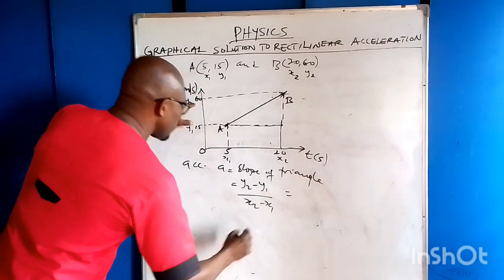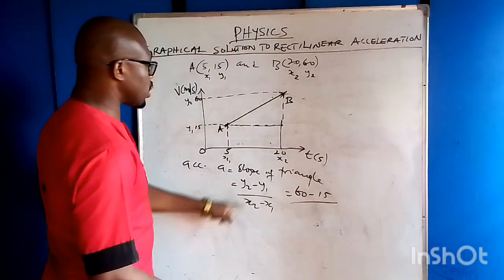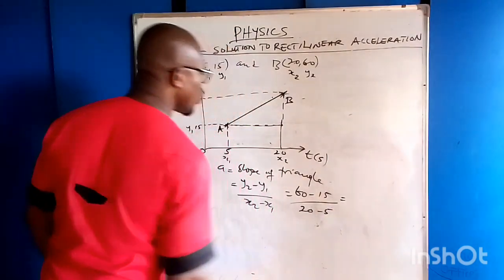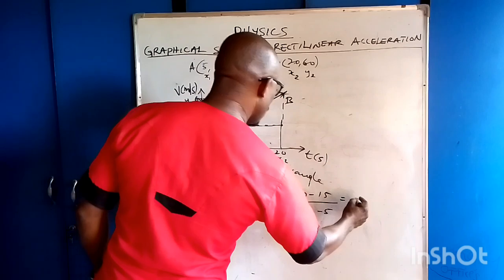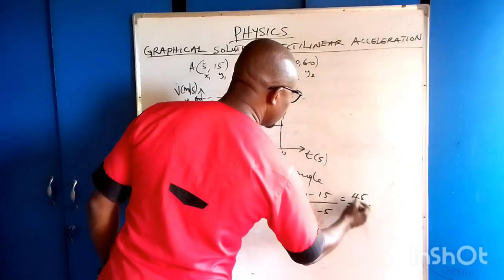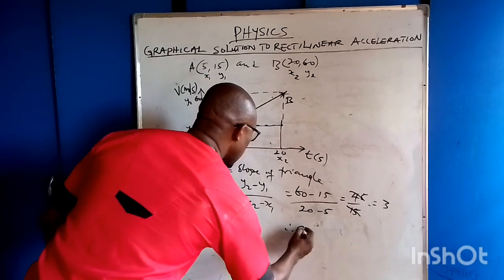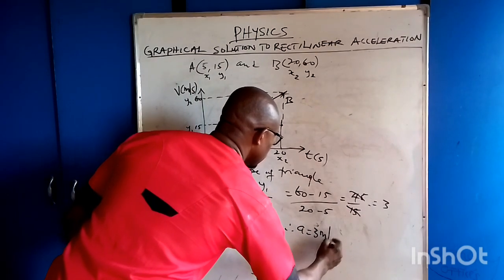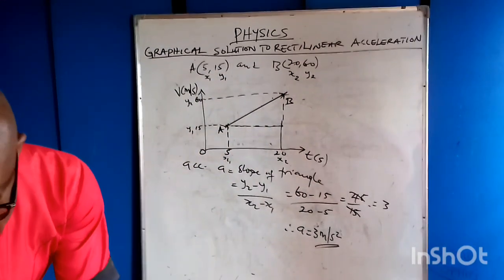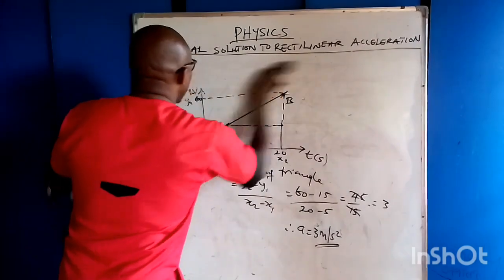So we pick these values: 60 minus 15 all over 20 minus 5, which gives us 45 over 15, and 45 over 15 gives us 3. Therefore, acceleration is 3 meters per second squared. Okay, now we move to the next question.